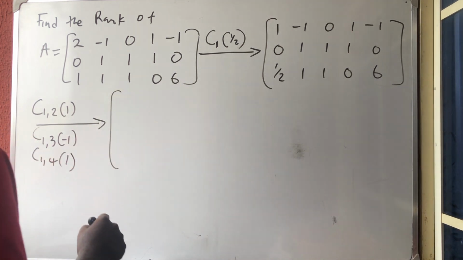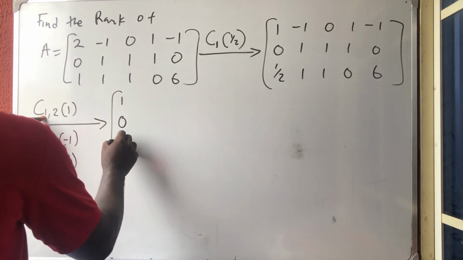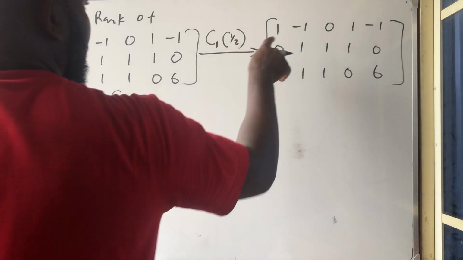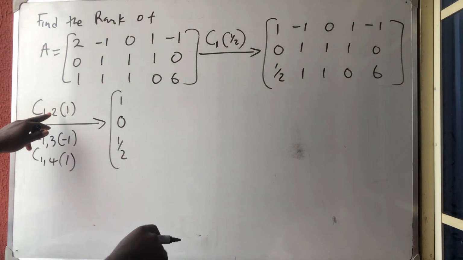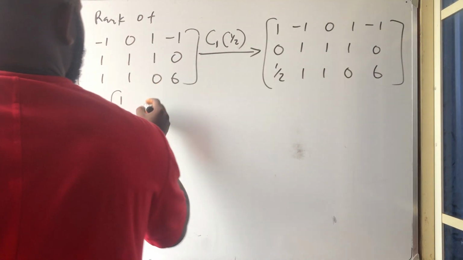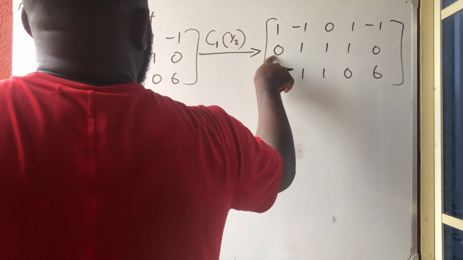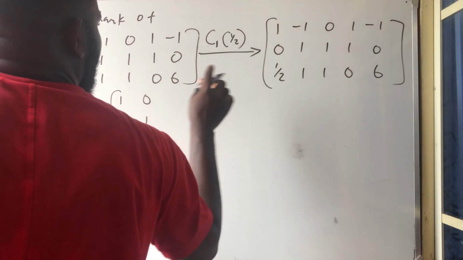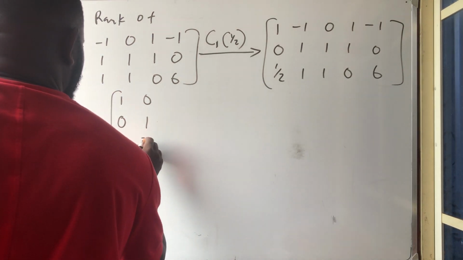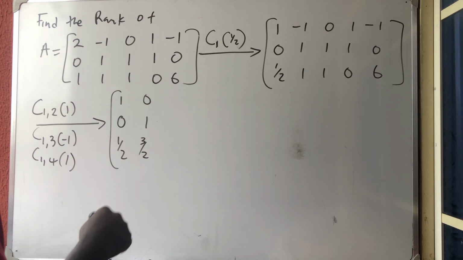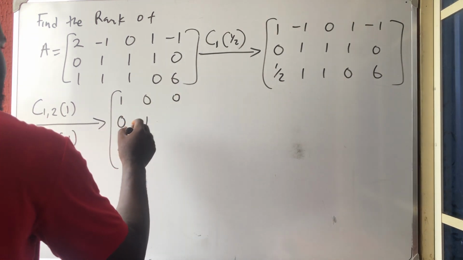What do you think the answer will be? Column 1, leave it the way it is: 1, 0, 1 over 2. Now column 2 said we should multiply column 1 by 1 and add it to this. So 1 times this 1, 1 plus 0 is 1. 1 times this is 0, 0 plus 1 is 1. 1 times this is half. Half plus 1 will give you 3 over 2.